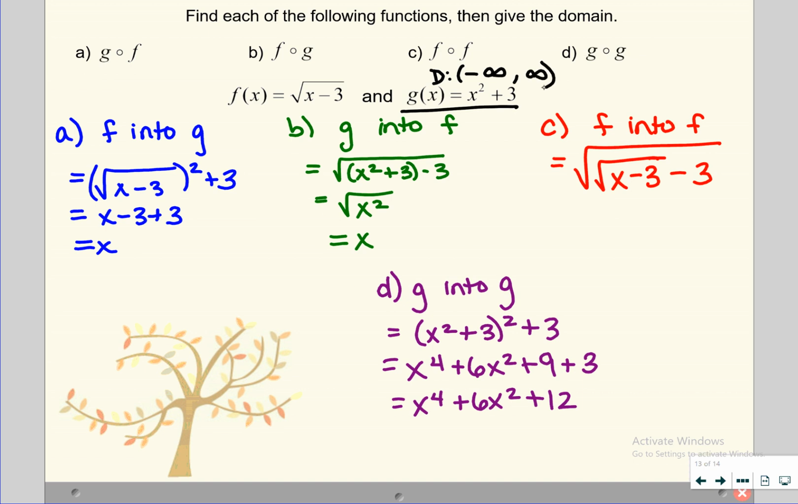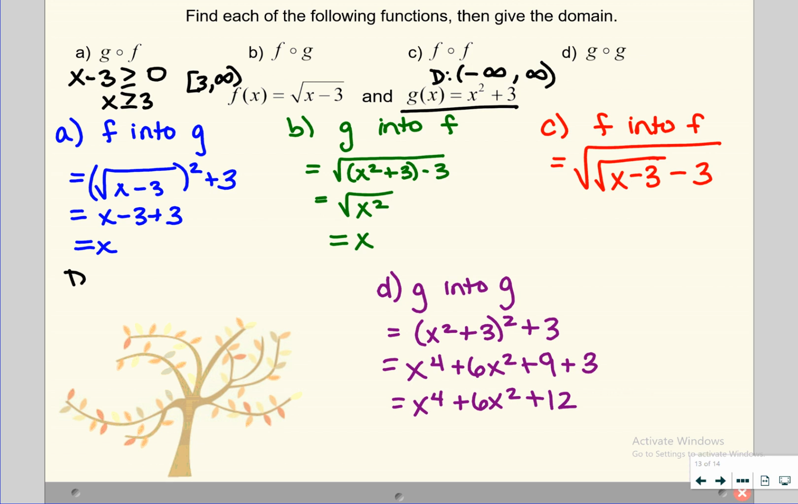Is f going to have restrictions? Yes. So how do we find the domain of a square root? Remember, we take what's underneath our square root, and it always needs to be what kind of number under a square root? Positive. So greater than or equal to 0. So x greater than or equal to 3, which if we put that in interval notation is 3 to infinity. Okay. So now f into g and g into f are just x. Are there any restrictions there?